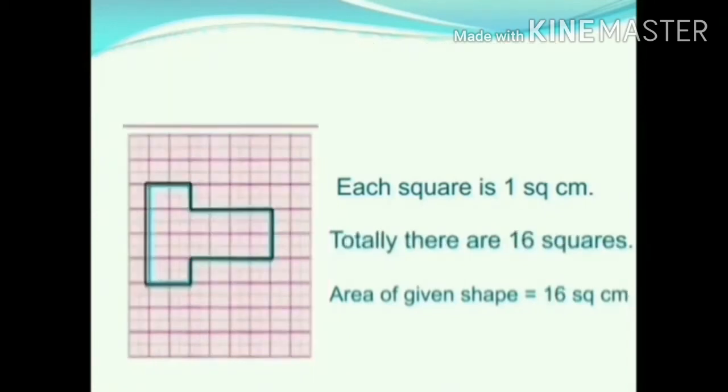Now we will solve this. How does it look? Yes, it looks like a T. Each square is equal to 1 square centimeter. Now we will count the number of squares in the shape. 1, 2, 3, 4, 5, 6, 7, 8, 9, 10, 11, 12, 13, 14, 15, 16. In this figure, there are totally 16 squares. So, the area of the given shape is 16 square centimeter.